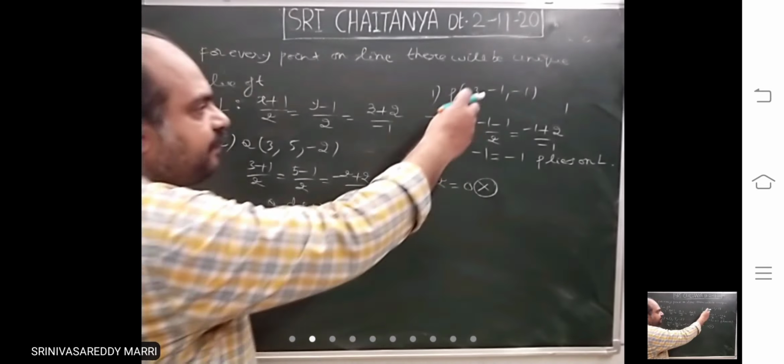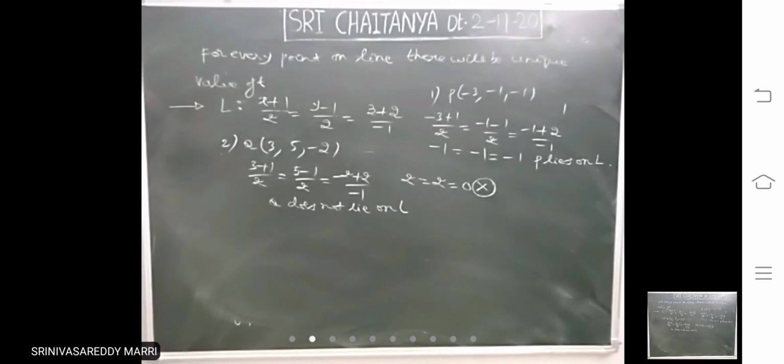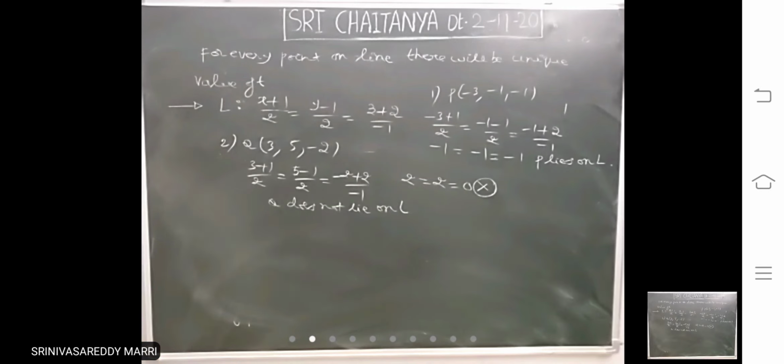Right? Like that, if any point is given, whether it is lying on the line or not, you can calculate just by substituting in that. It is very easy. So look at the next one.